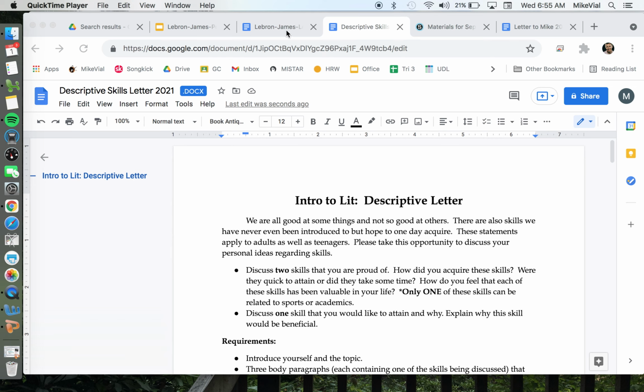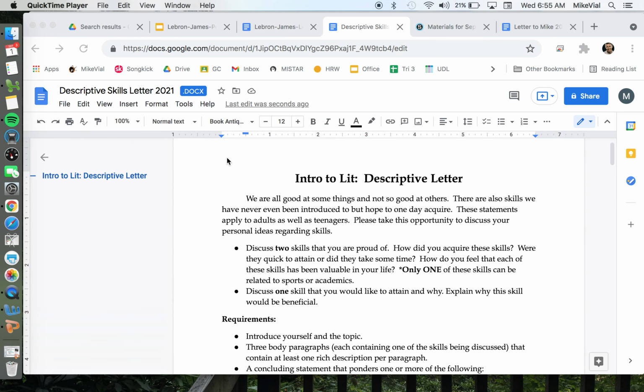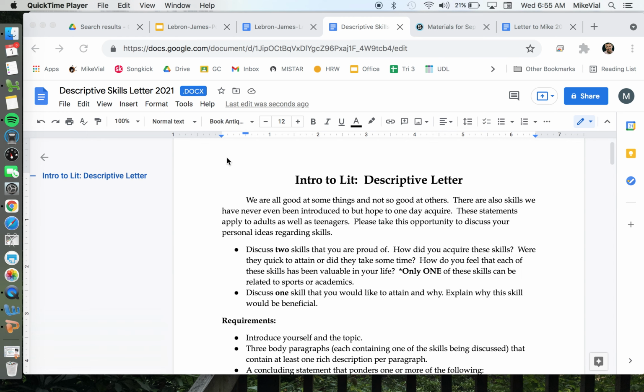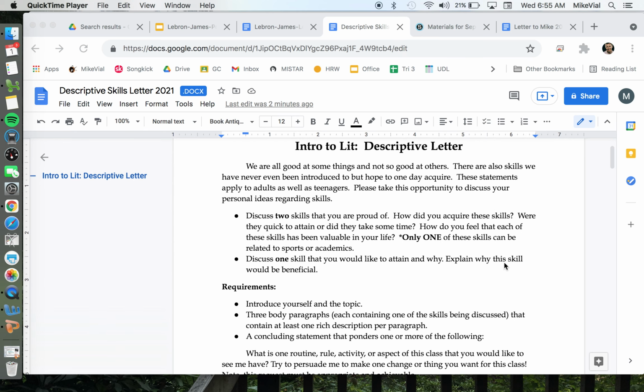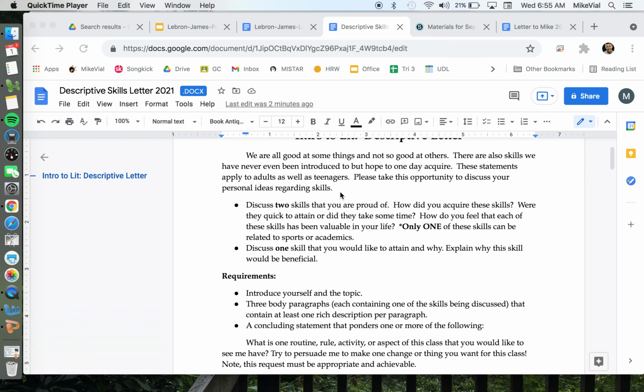The most important part is to complete a descriptive letter assignment. The descriptive letter assignment is requesting you to write about yourself and two skills that you are proud of that you have. The directions are right here at the top of this Word doc.